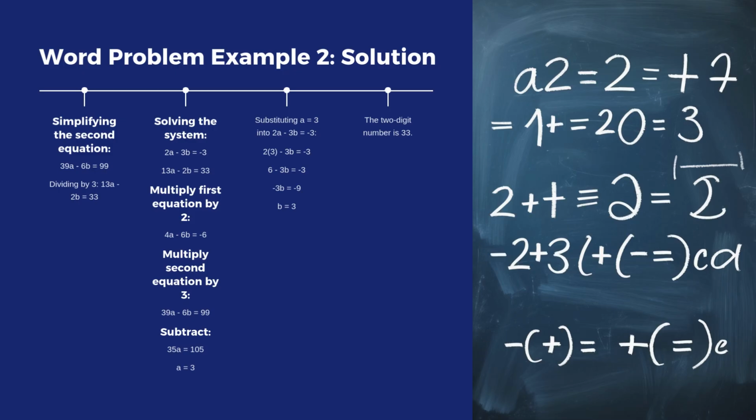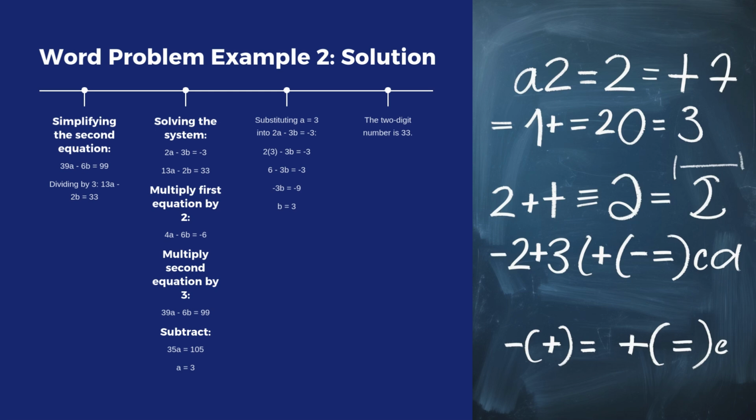Substitute a equals 3 into the first original linear equation to find b. 2 times 3 minus 3b equals negative 3. This is derived by replacing a with 3 in 2a minus 3b equals negative 3. Simplify the left-hand side. 6 minus 3b equals negative 3. This follows from multiplying 2 by 3 to get 6.